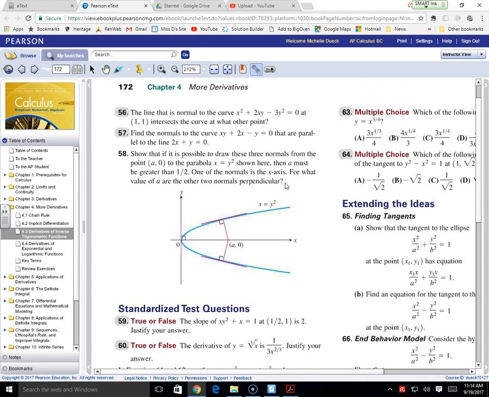Oh, that one's a little bit easier. What do you guys do for 56? And then you had to find the slope at 1, 1, right? What did you get for the slope? Negative 1. I got 1.